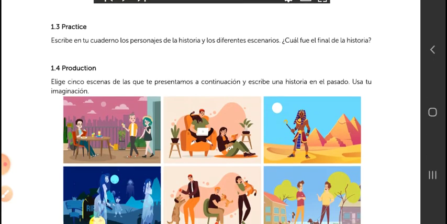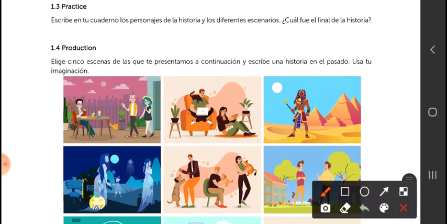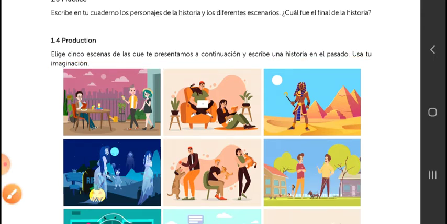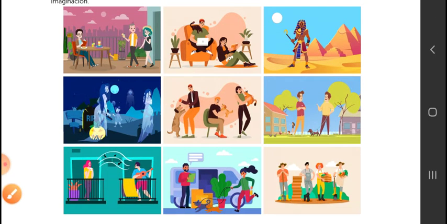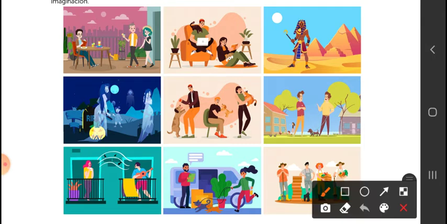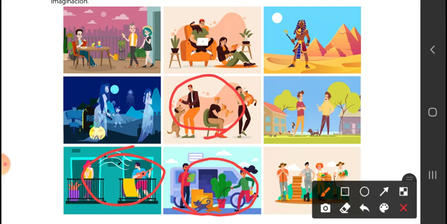Okay, now finally the production. Elige 5 escenas de las que te presentamos a continuación y escribe una historia en el pasado. Usa tu imaginación. Okay, so in my case, I'm going to choose this one, and this one, and this one. Okay, and this one. Empecemos.